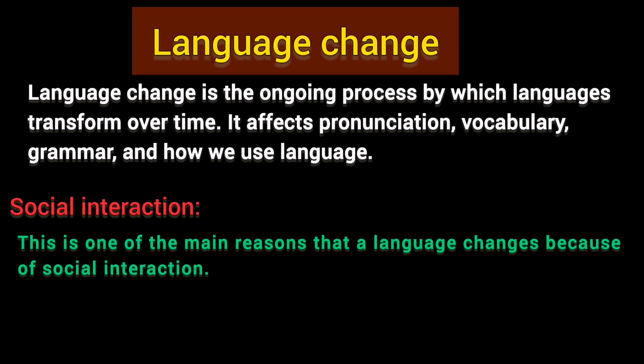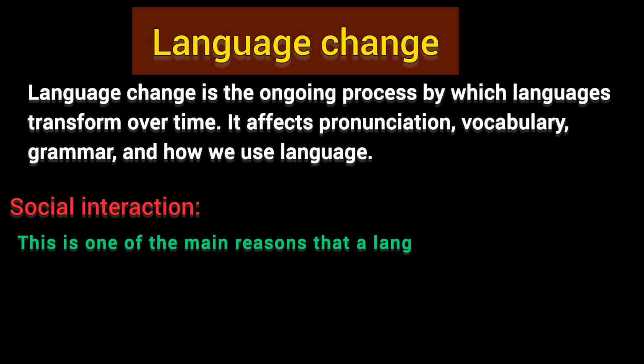Basically, social interaction plays a crucial role in shaping how languages evolve and change. It's a dynamic exchange where languages influence and are influenced by the way we interact with each other. For example, when speakers of different languages come into contact, they often borrow words and phrases from each other. This is especially common in situations like trade, cultural exchange, or migration. You can say social interaction is also a reason.